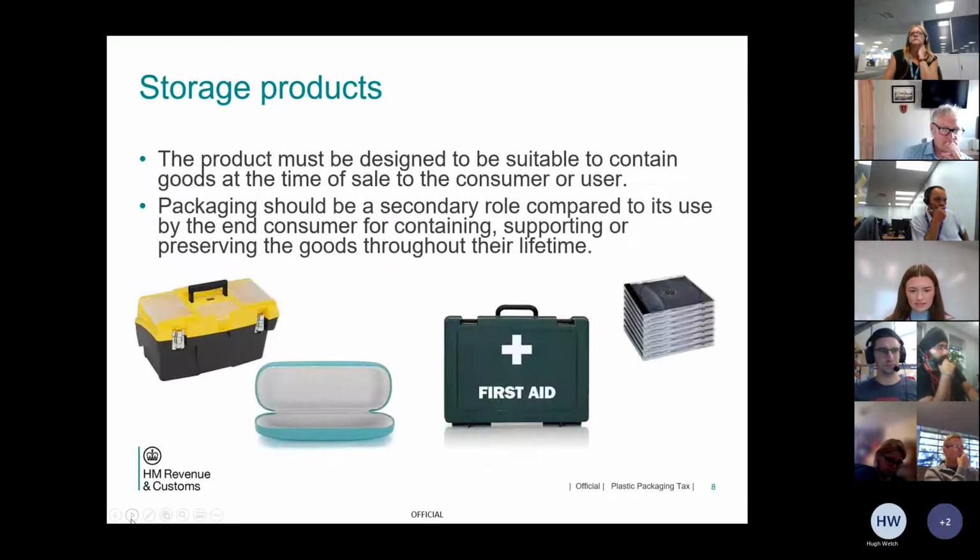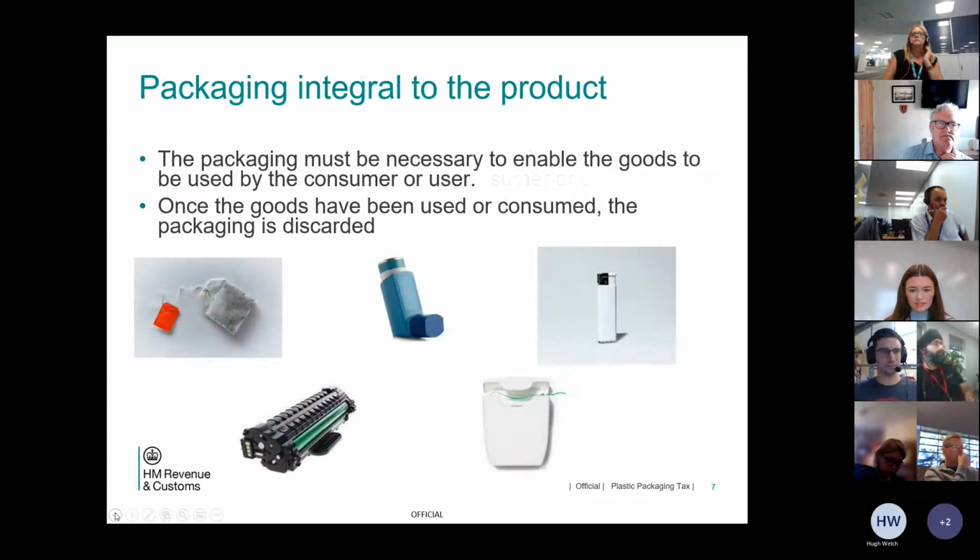We've got some examples that meet this definition on the slide, such as a tea bag, a printer cartridge, and a lighter. Some examples of things which we wouldn't classify as integral are a soap dispenser and a single-use ready meal tray. Next slide, please.